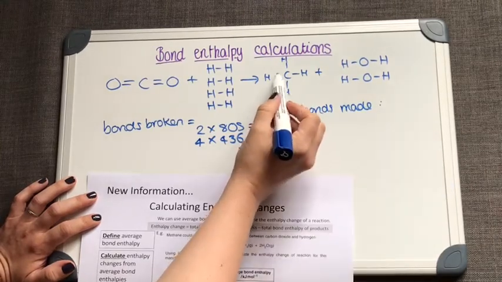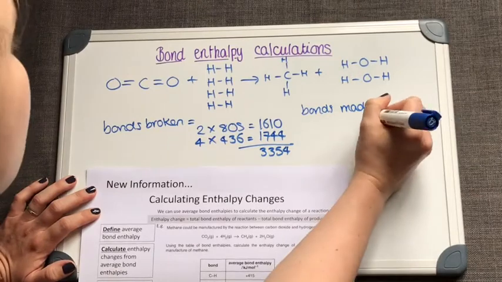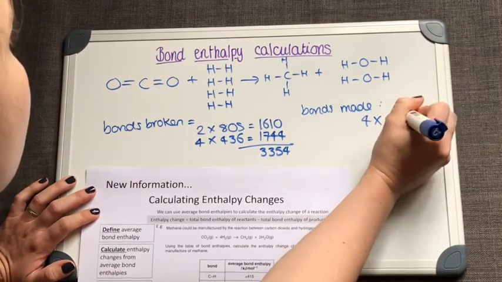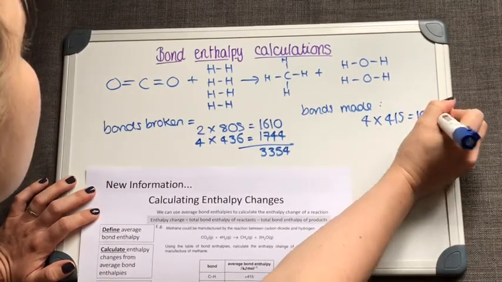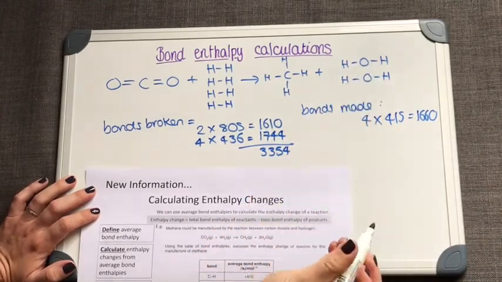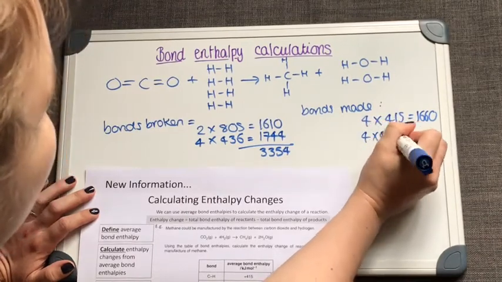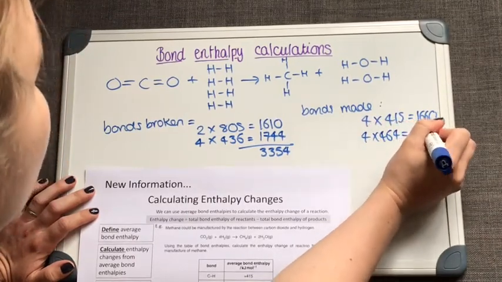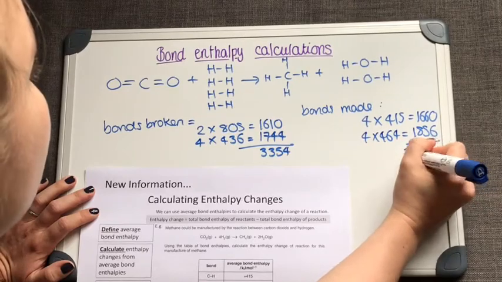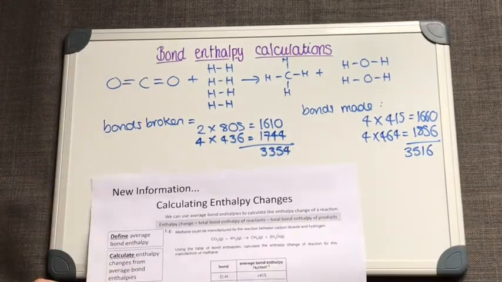I'm going to do the same for my bonds made over on the right hand side. So I've got 4 CH bonds, which from my table has a value of plus 415. And I've got 4 OH bonds, which again from the table have a value of plus 464. So that's a total of 3,516 for my bonds being made.